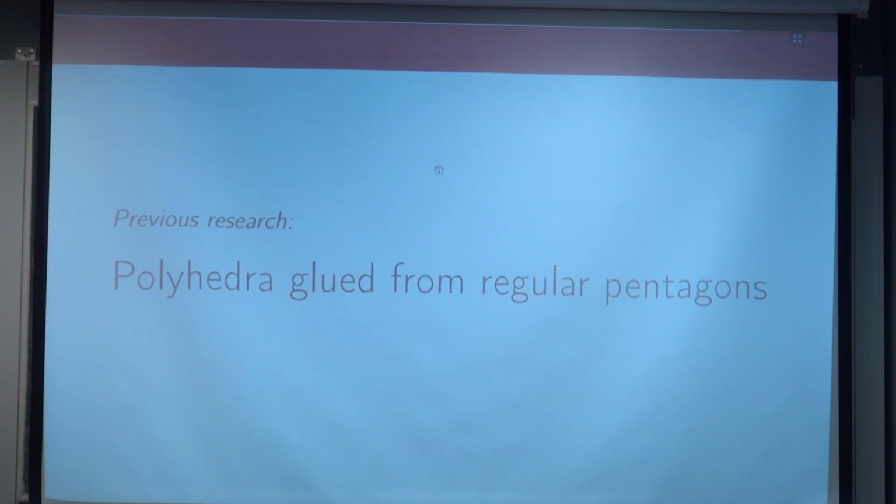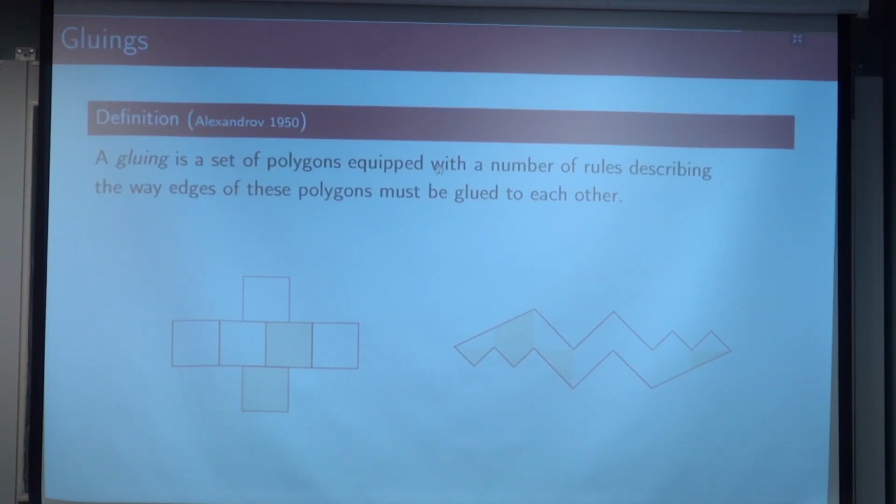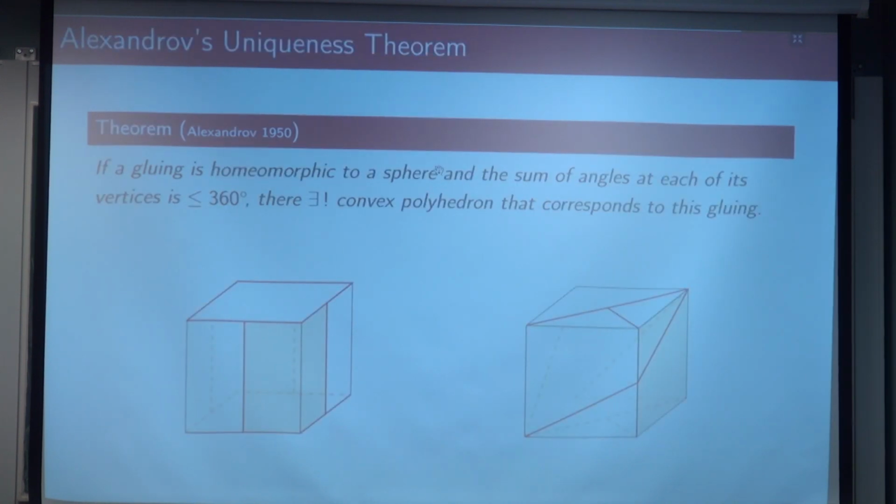This is about all the polyhedra that can be glued from regular pentagons. As we might already know, a gluing is a set of polygons equipped with gluing rules on how to glue them together. One polygon can be glued to itself. Vertices of polygons may just not meet, as you can see on the slide. And the very famous Alexandrov's uniqueness theorem states that if the gluing satisfies two very basic conditions, then there is a single polyhedron that corresponds to it, that can be glued from it. Here you can see what is glued from the gluings on the previous slide.